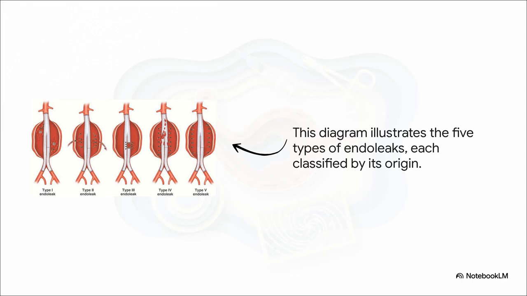Now, type 2 is totally different. It's more of a backdoor leak, where smaller arteries start feeding blood back into the sac. And then you have type 3, which is actually a failure of the device itself, like a tear or a gap between the parts. Understanding this map is absolutely the first step to figuring out a solution.